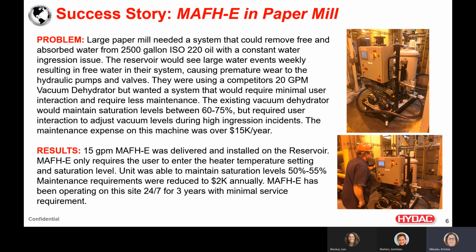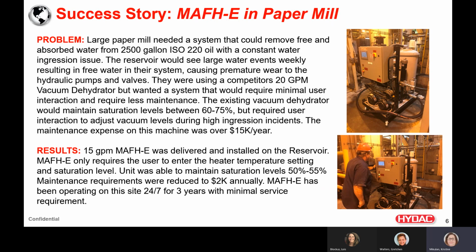They did have a competitor's 20-gallon vacuum dehydrator installed in the system, but they wanted something that would require minimal user intervention. They wanted to be able to plug it in, play it, walk away, and not have to go back unless it required maintenance. The existing vacuum dehydrator was able to maintain a saturation level between 60 and 75%. But when they did have a high water incident, they had to go over and adjust vacuum levels to account for those high water ingression rates. The maintenance on this vacuum dehydrator was very expensive as well, over $15,000 a year for the vacuum pump plus incidentals.